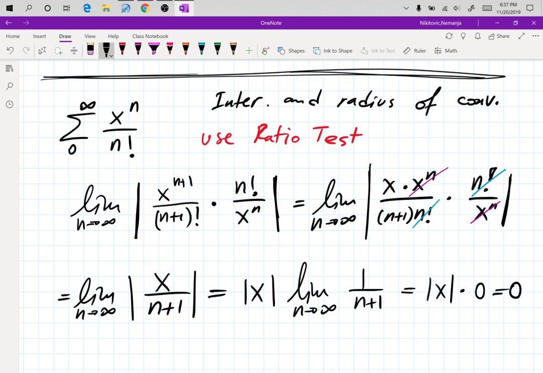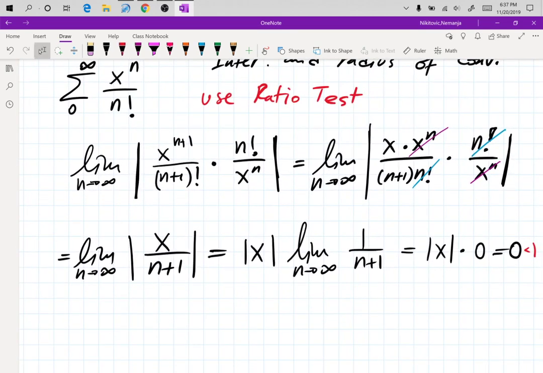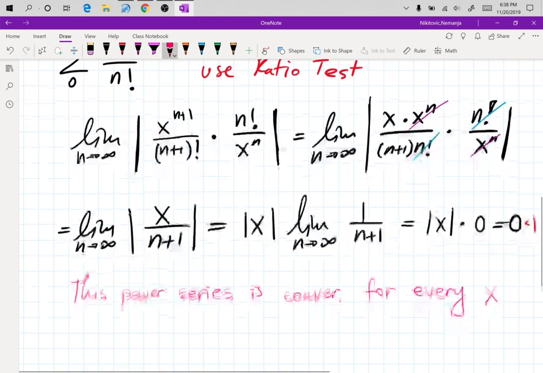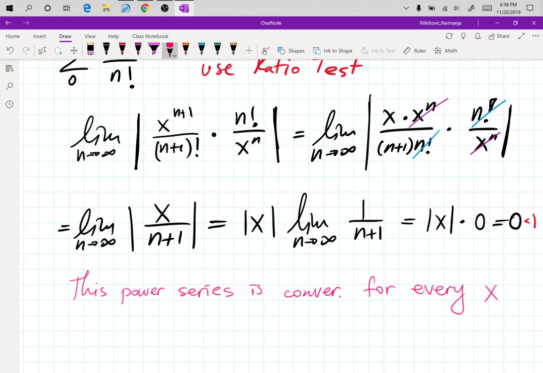And now, what do we do with that? Well, 0 is always less than 1. Squeeze in less than 1 over there in red. And now we just claim that this series is convergent for every x. I'll write that in: this power series is convergent for every x.